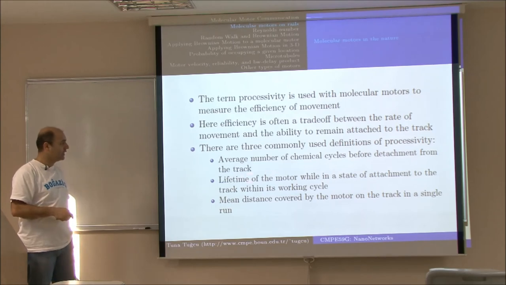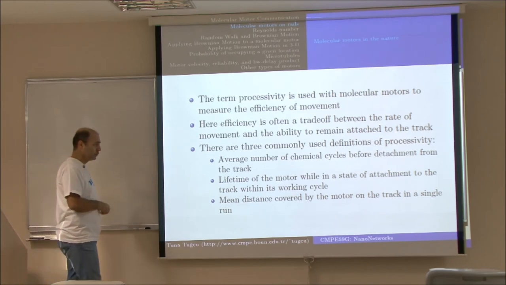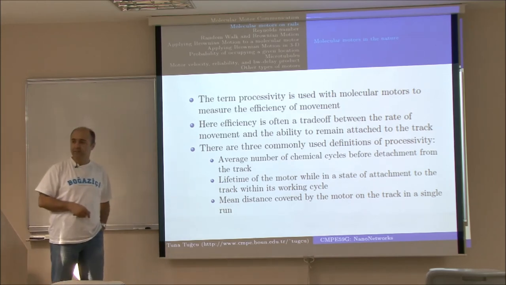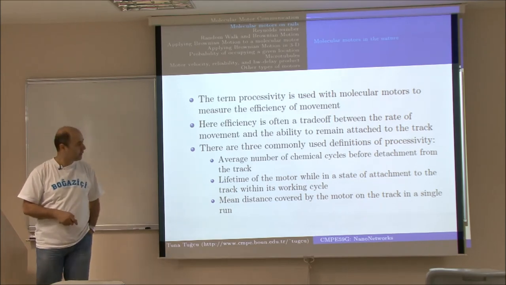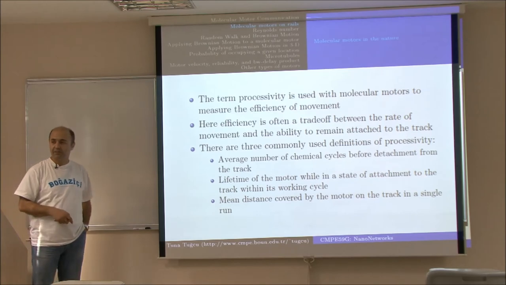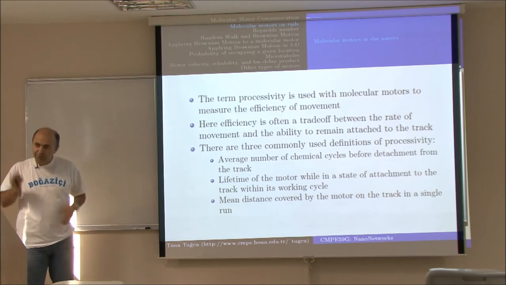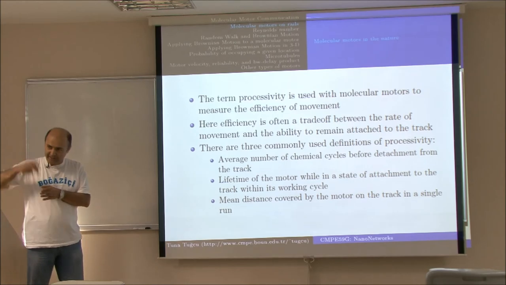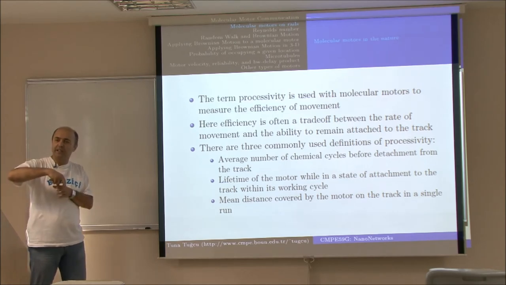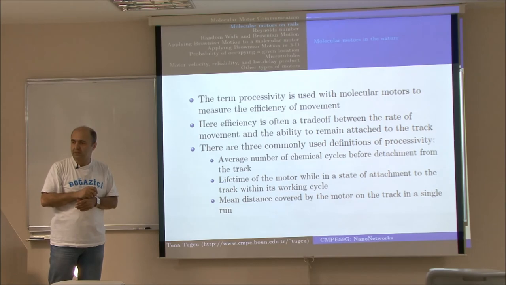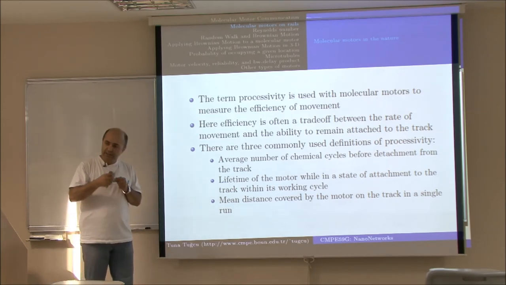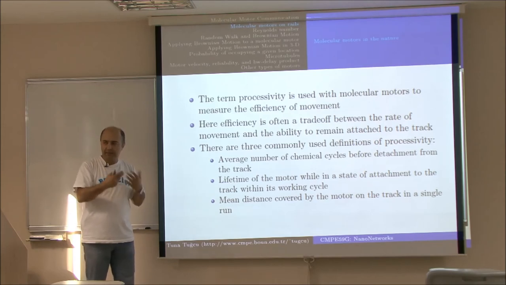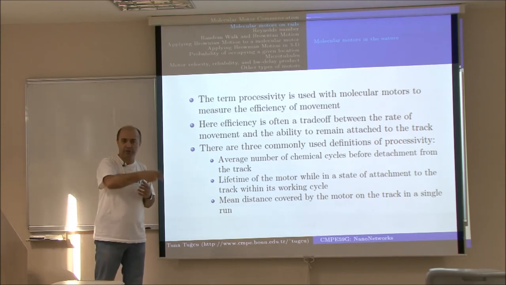Or the lifetime of the motor while in a state of attachment to the track within its working cycle. Or the mean distance covered by the motor on the track in a single run. A single run is from the moment the molecular motor starts walking on the track until it gets detached. So processivity is, in general terms, the ratio of the time the molecular motor remains on the track walking.